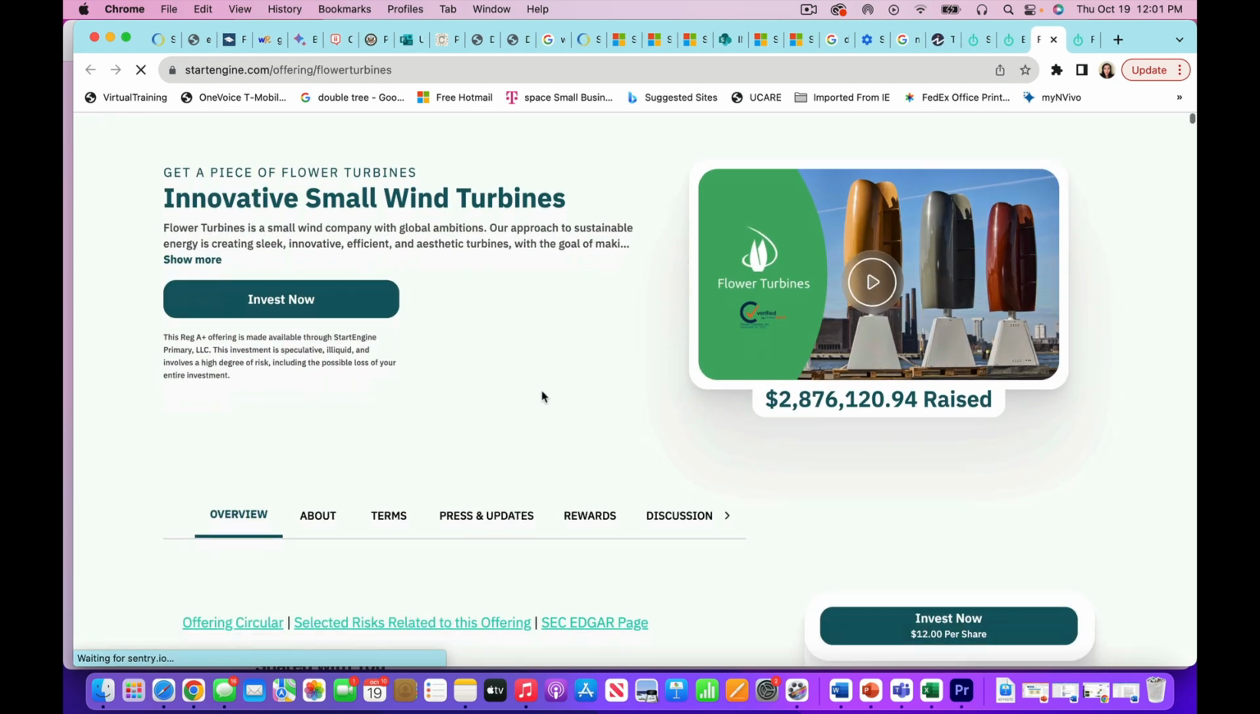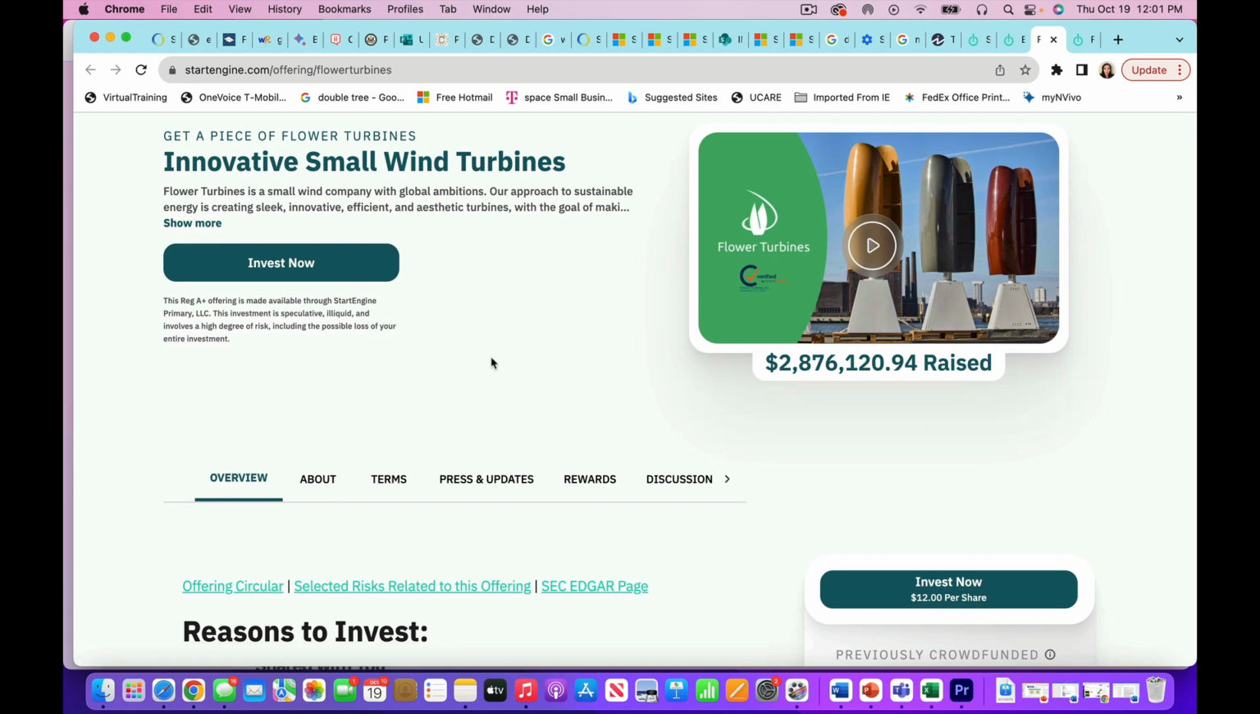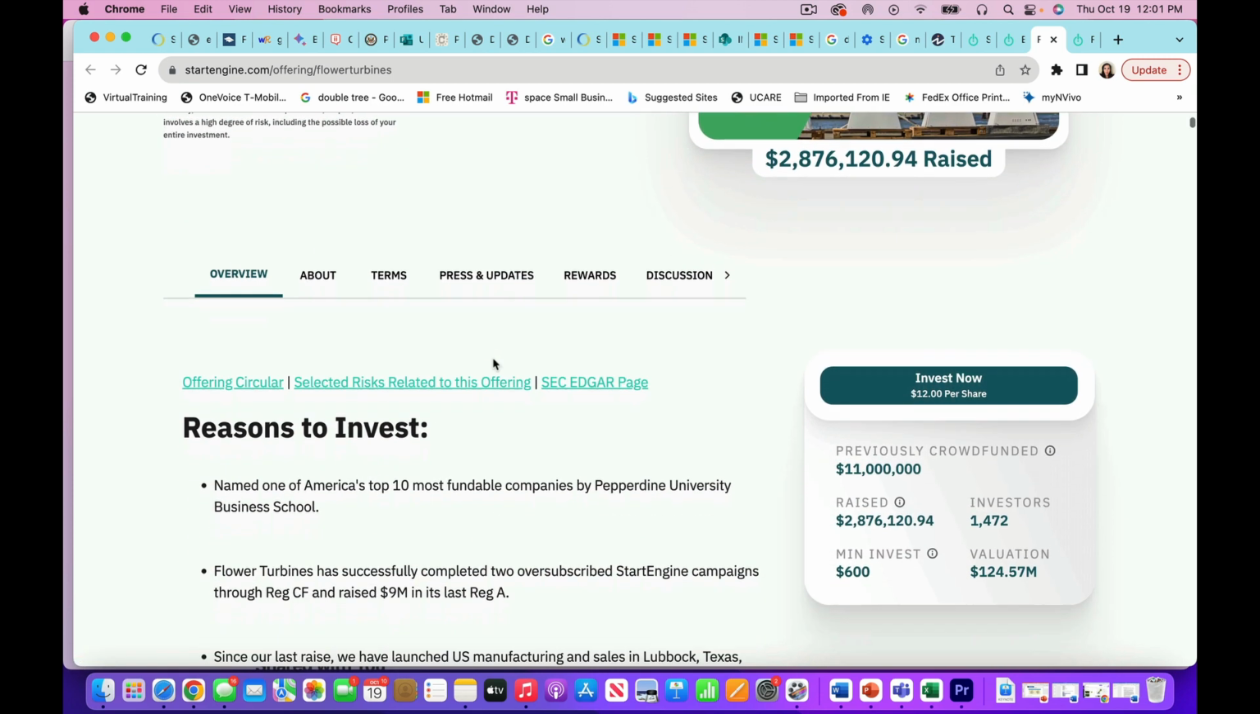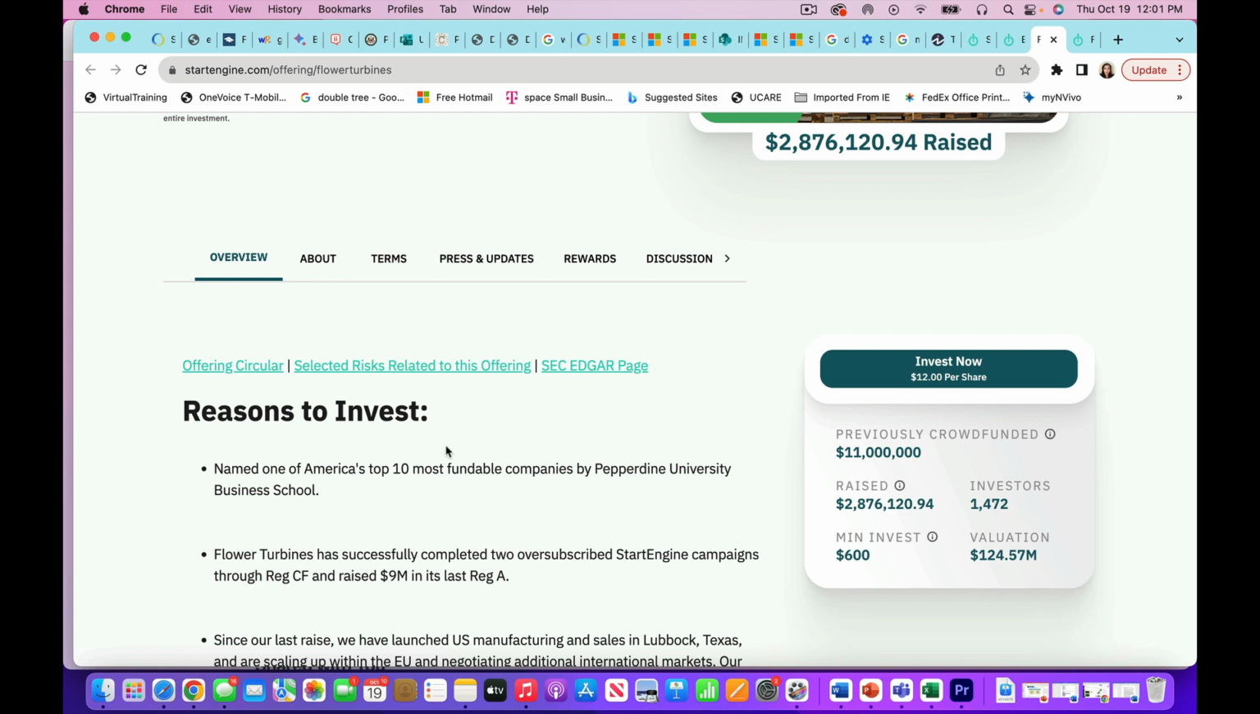So let's check them out. And you can see how easy it is to invest in them. Now, why do I want to invest? And they give you the reasons here. And let's take a look at the rewards.